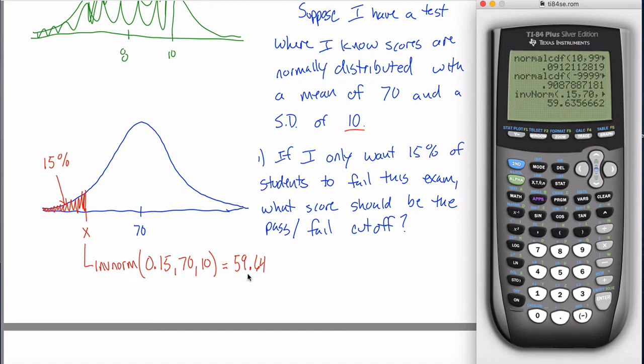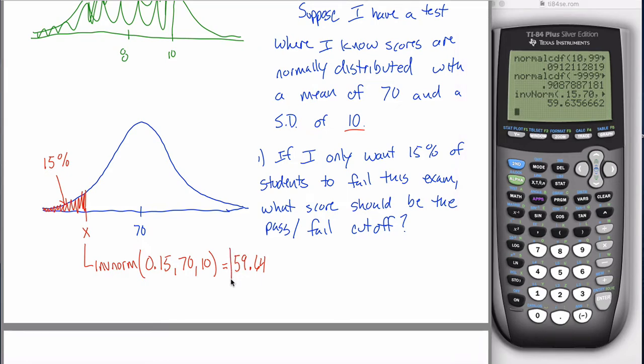59.64. Wait, so 59.64%? What is 59.64%? Nothing. This is not a percentage here. I'm not finding an area. This is a score on a test where 70 is the average score. 59.64 is where I should set the pass-fail mark if I want 15% of people to get less than that amount to fail this exam. So this answer would be 59.64. That's the inverse norm function on your calculator.